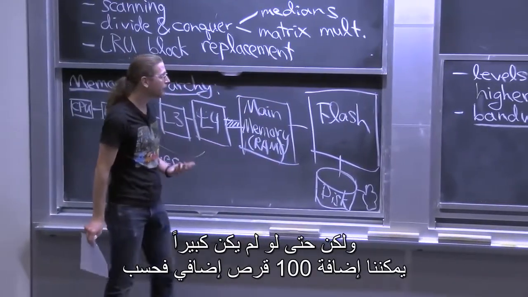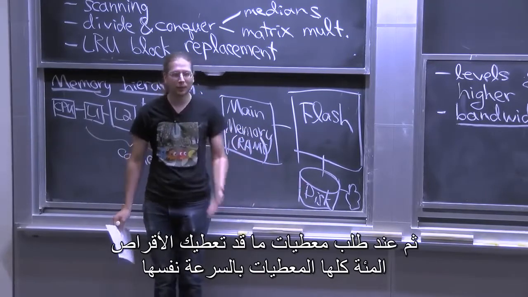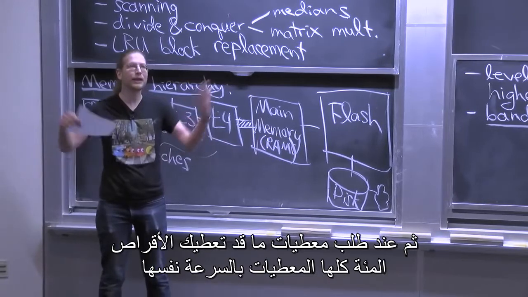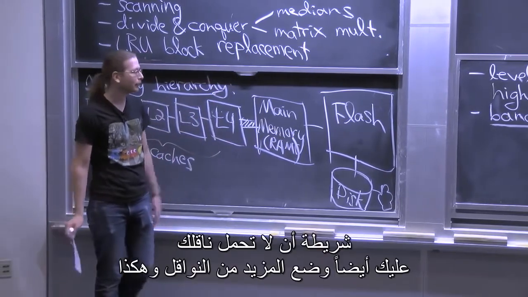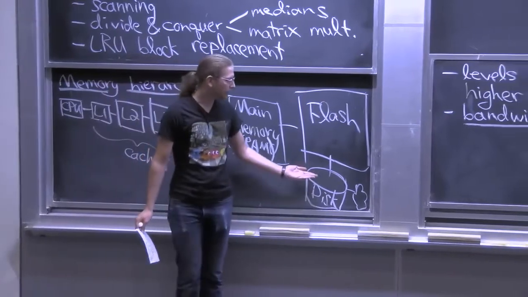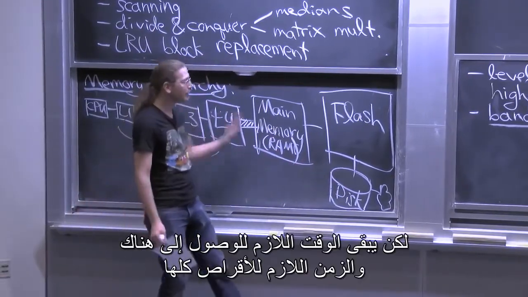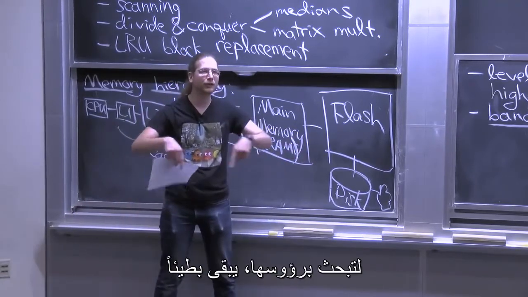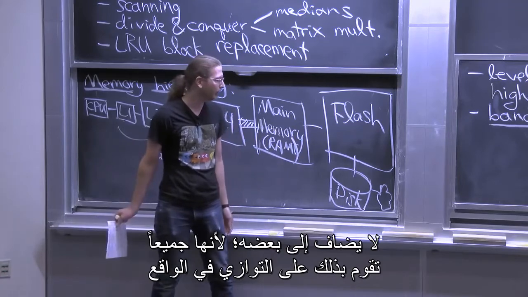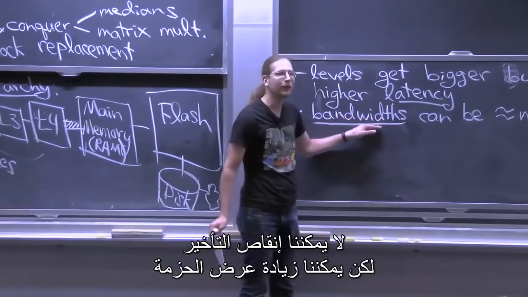But even if it weren't big, you could just add 100 more disks. And then when you ask for some data, all 100 disks could give you data at the same speed. And provided you don't overload your bus, so you've got to also make more buses and so on, you can actually read a huge amount of data per second. But still, the time to get there and the time for all the disks to seek their heads, that's slow. It doesn't add up, actually, because they're all doing it in parallel. So you can't reduce latency, but you can increase bandwidth.